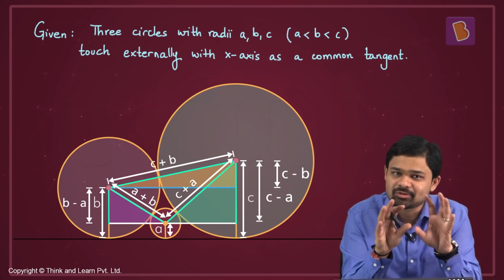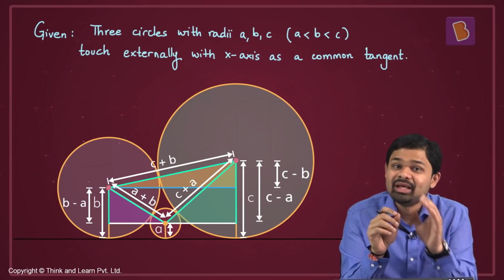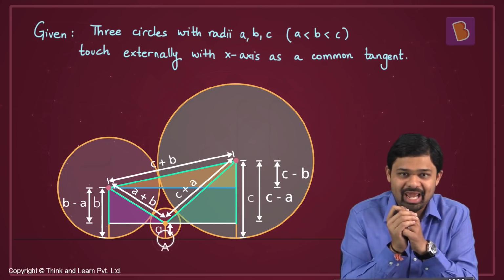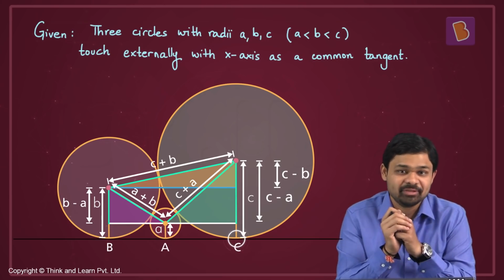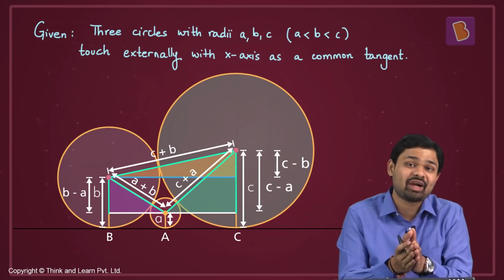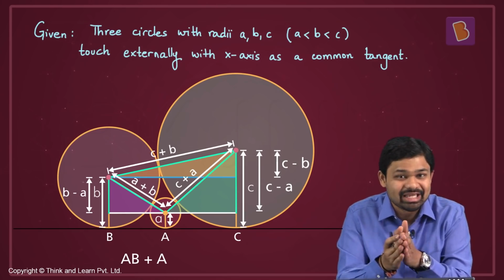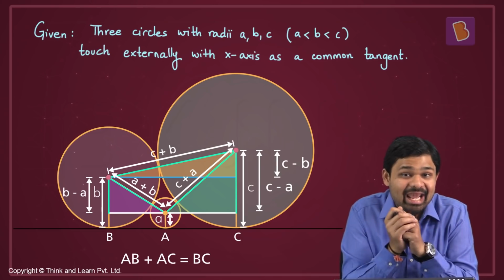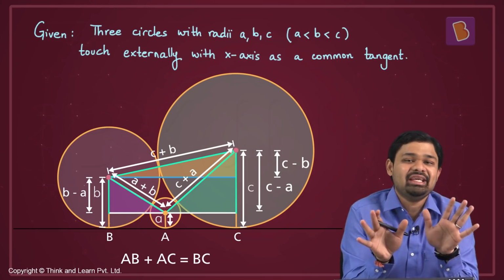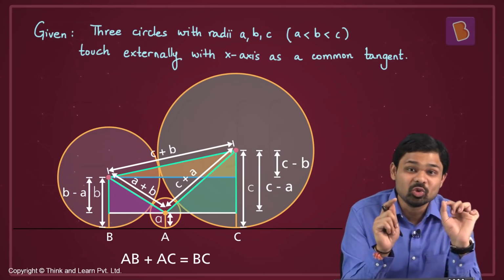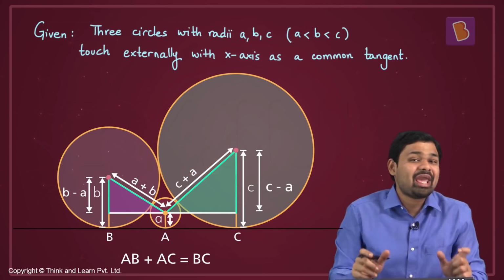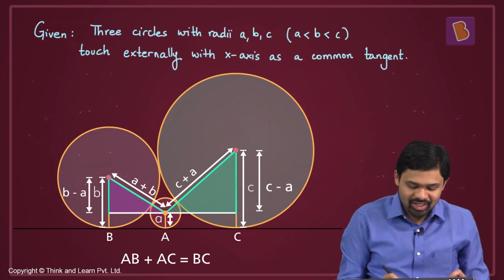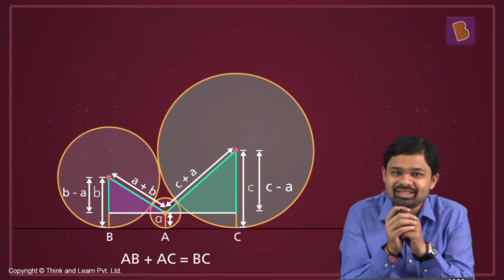I am going to call this small circle the point where the radius is perpendicular to the tangent x-axis, that point as A, and the other two as B and C. Now using this relation, we can find out that AB plus AC equal to BC, and I can find out AB and AC in terms of the radii, right? Because I know the other 2 sides of that right triangle, so AB and AC can be very easily found out. So let's find out what is AB and what is AC.